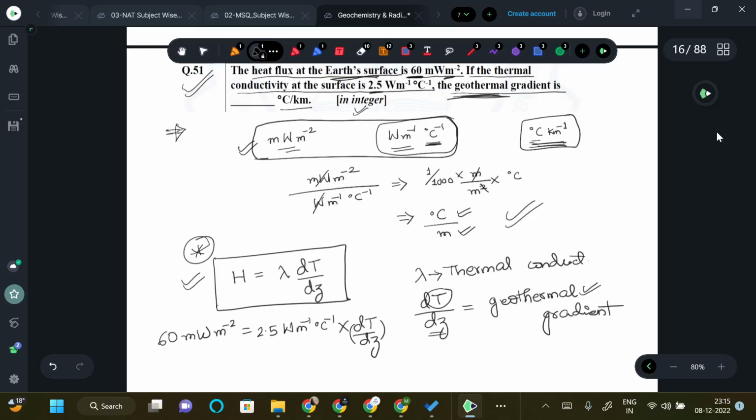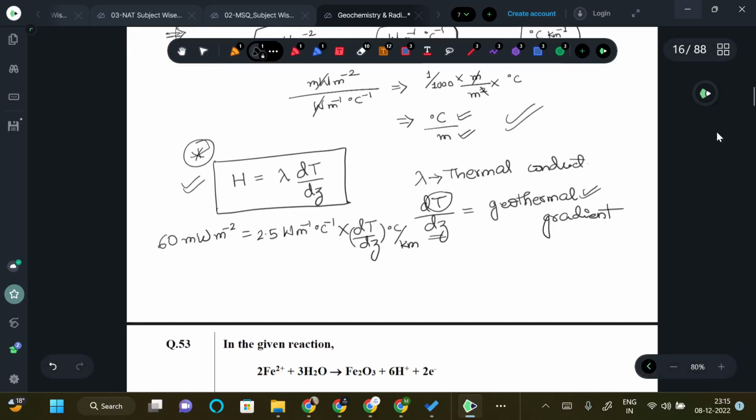Geothermal gradient, and this is in degree centigrade per kilometer. So obviously here T is temperature in centigrade and Z in kilometers, that is the length parameter. So again, simply you just need to divide these two values, 60 by 2.5. Take care of the units, because that will make a difference in the final answer. That equals dt by dz. Here actually there is no need to write centigrade per kilometer yet.